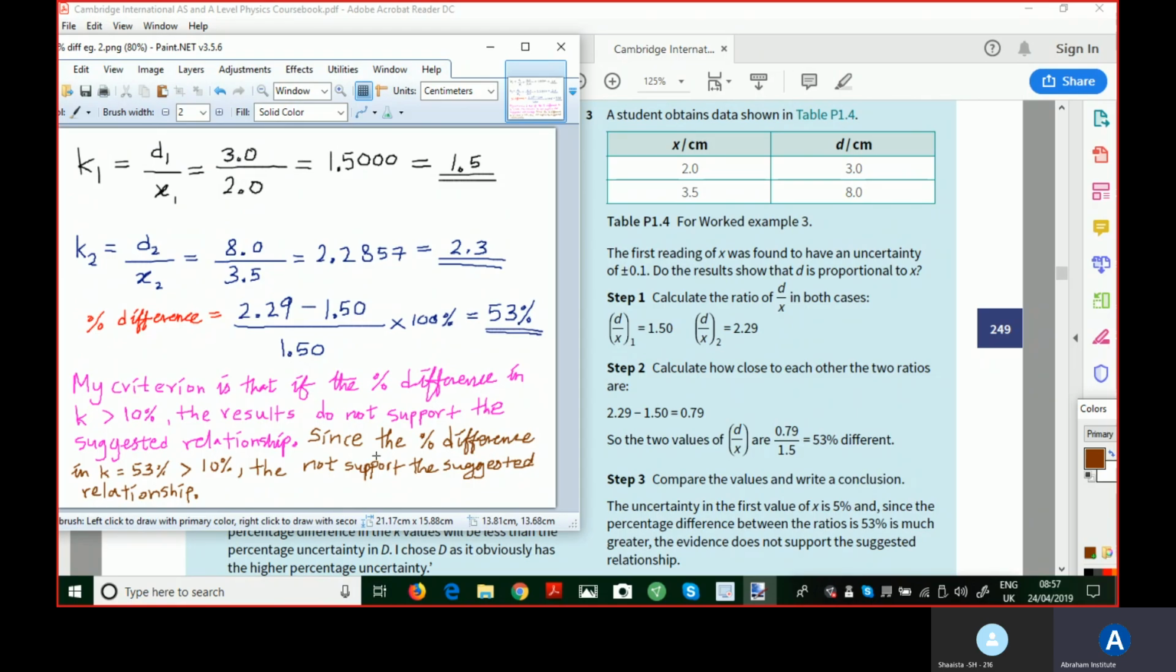So the next sentence, which I have written in brown here, is where we compare with our criterion. So since the percentage difference in K is equal to 53%, which is greater than 10%, which you initially stated, the results do not support the suggested relationship. Okay, so we have right here, I missed some words here. The results do not support the suggested relationship.